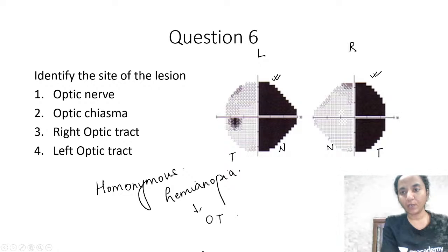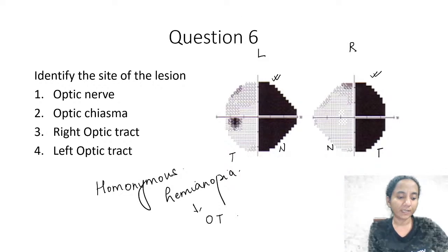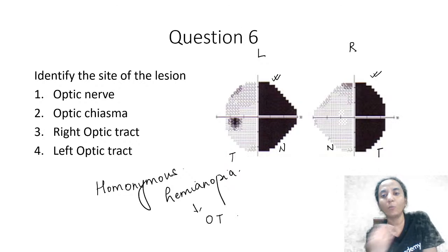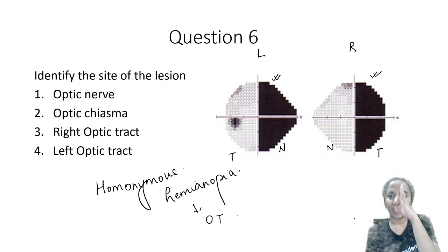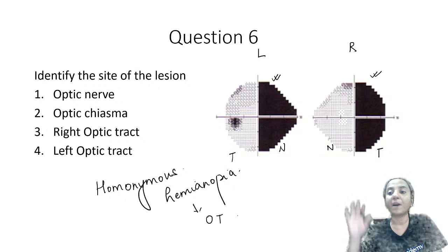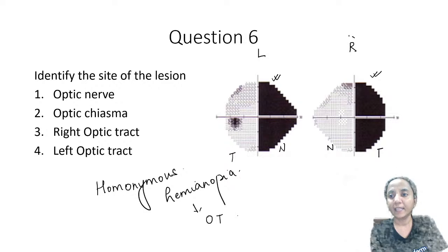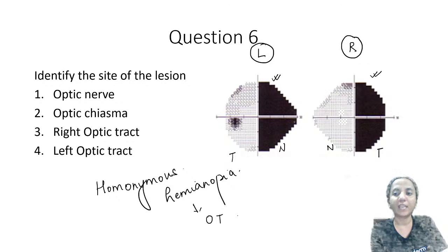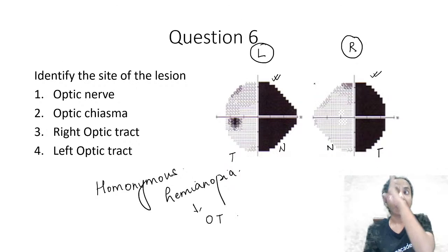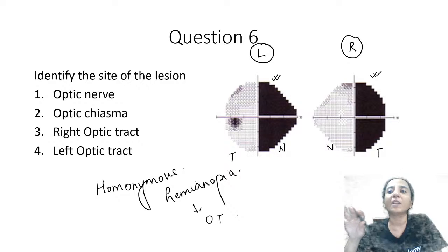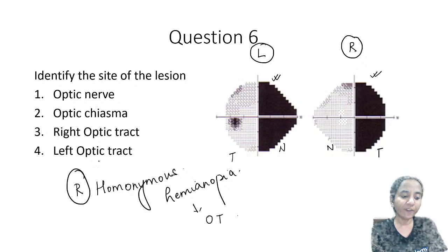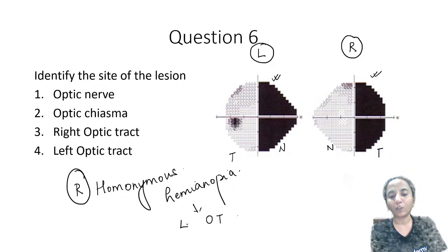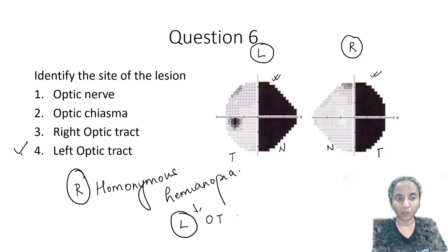Right? Now, the question is, should we call this a right homonymous hemianopia, or a left homonymous hemianopia? Now, for this, you have to understand that the nasal part of the left eye and the temporal part of your right eye, both of them are on your right hand side. So, look at this picture. This is your right eye, this is the left eye. In a printout, this is right and this is left. Now here you see the nasal part of the left eye and the temporal part of the right eye. Both of them are on the right hand side. So this I will call right homonymous hemianopia. Now if it is a right homonymous hemianopia, the site of the lesion is the left optic tract. So this is your answer.